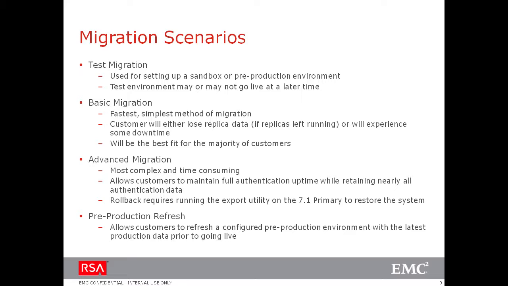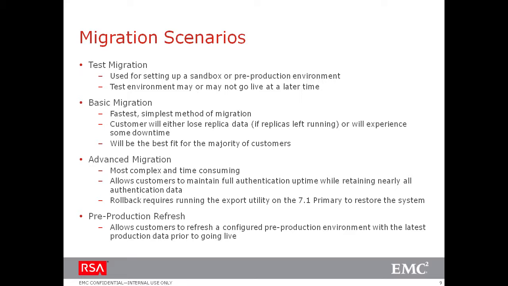This is a little more complex and time-consuming, but it allows the benefit of having full uptime and retaining nearly all authentication data. The complication is that you have to install the export utility on every replica as well as the primary. And if you roll back, you have to run the export utility to reset the primary for production again and basically turn the replicas back on, the replication engines back on. That's basically the process for the rolling back there. And the last one is the pre-production refresh, as I mentioned before.